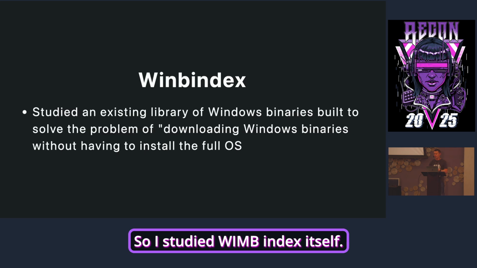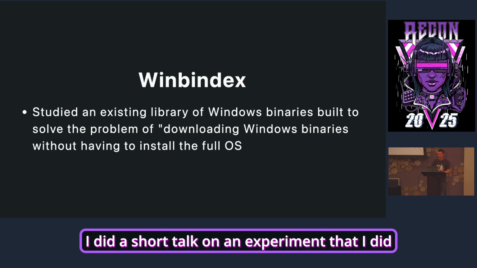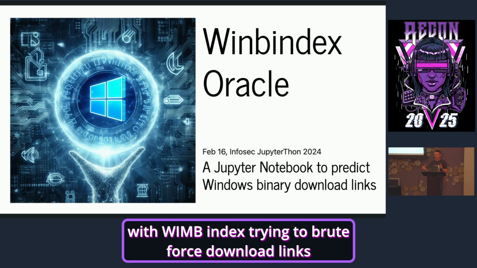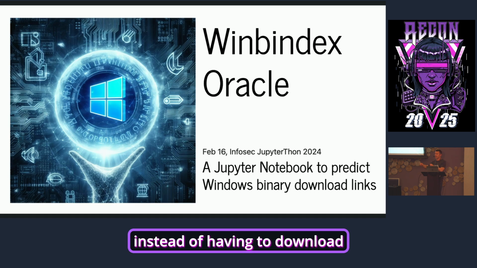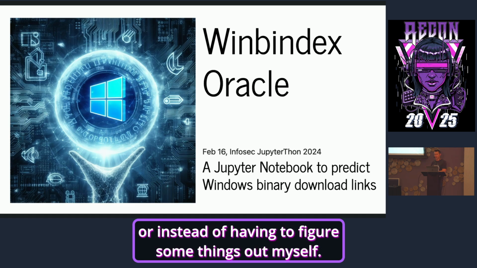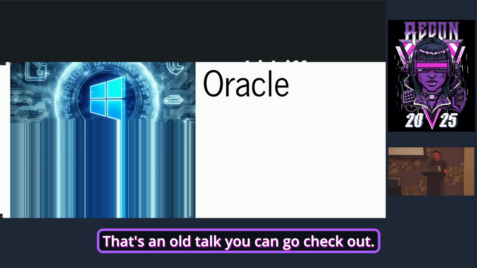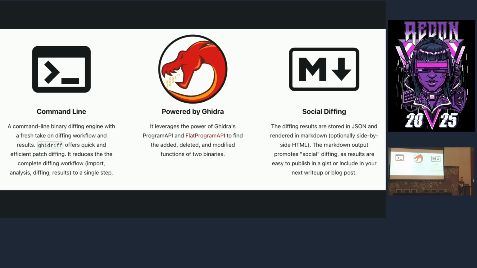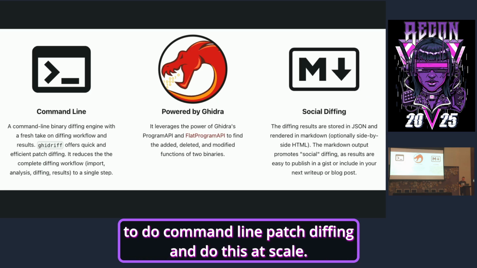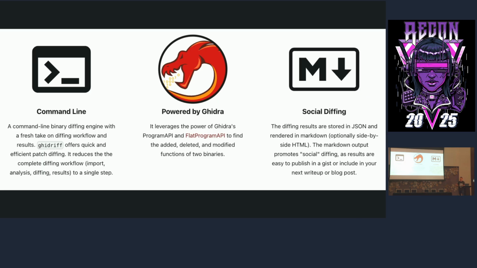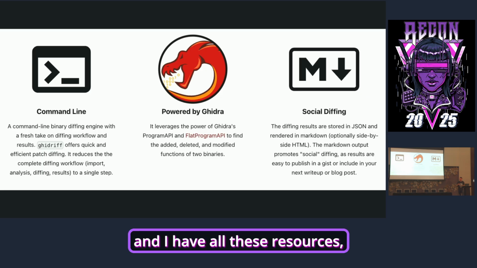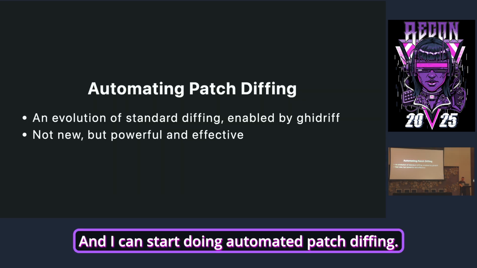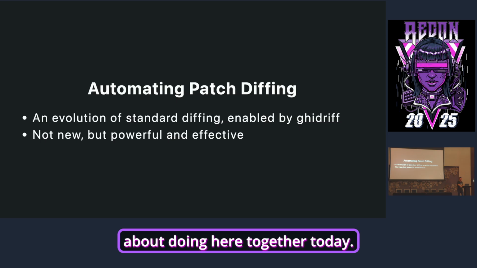So I studied WinBindex itself. I did a short talk on an experiment that I did with WinBindex, trying to brute force download links instead of having to figure some things out myself. That's an old talk you can go check out. I wrote a tool called Ghidra, and this is really the enabler for me to do command line patch diffing and do this at scale. And so if I can do this at scale and I have all these resources, this starts coming together, and I can start doing automated patch diffing. And that's kind of what we're talking about doing here together today.